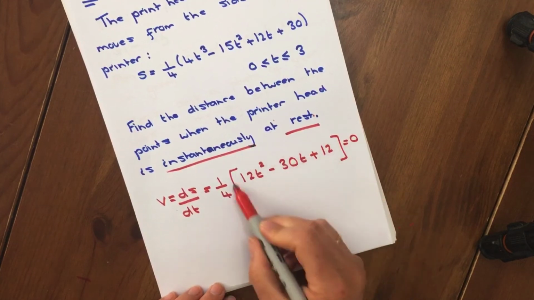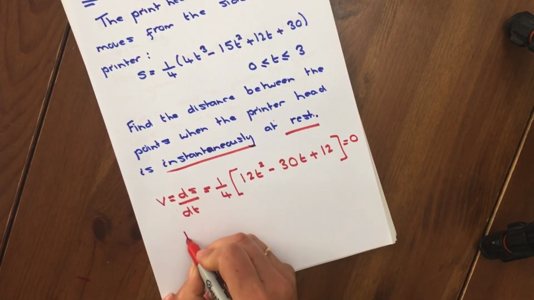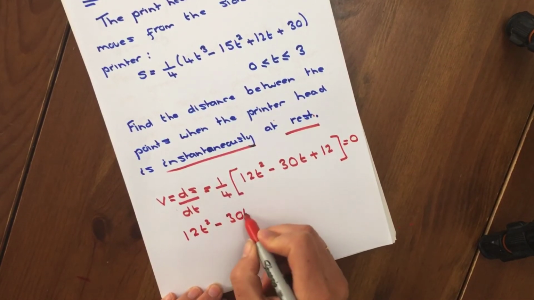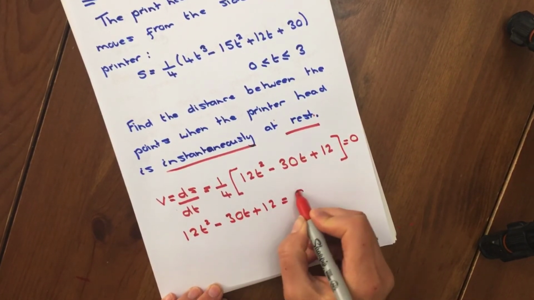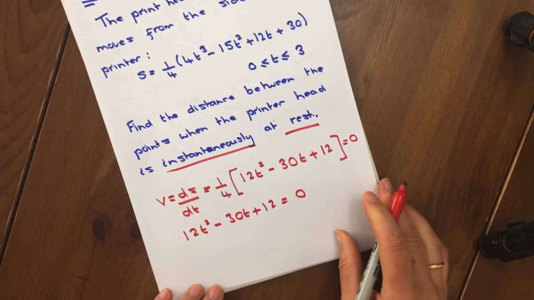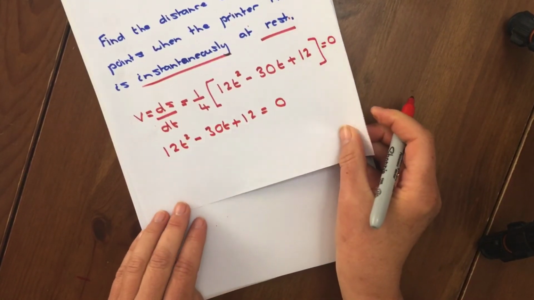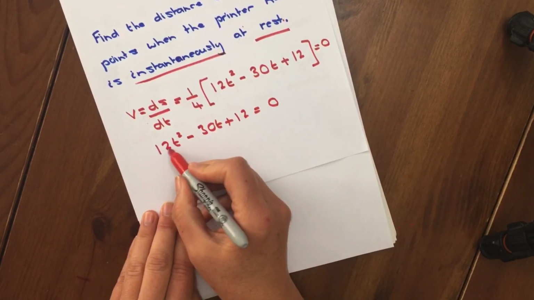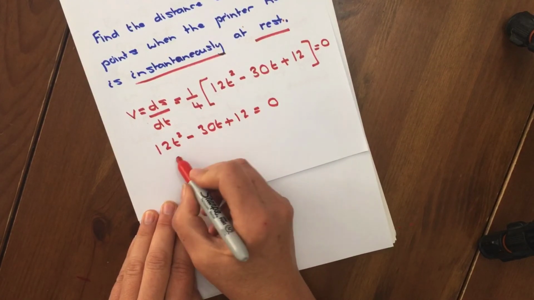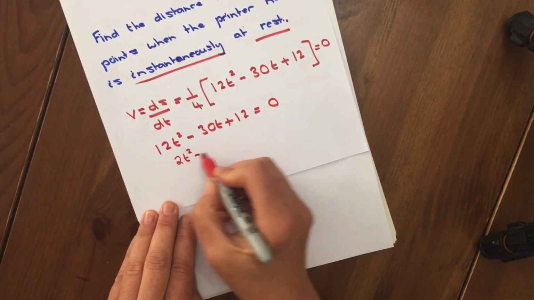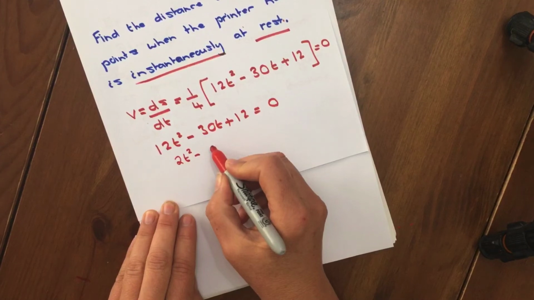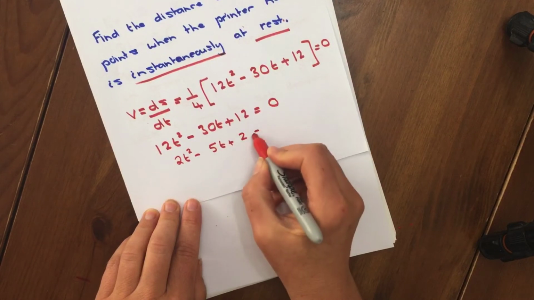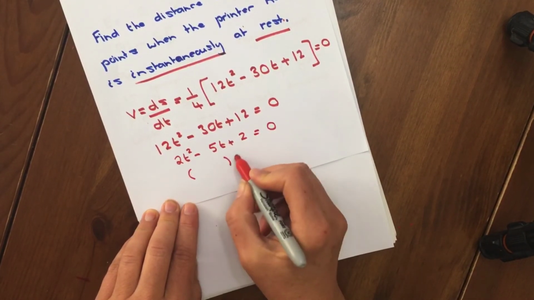Okay, I'm not going to times everything by a quarter in here. I'm just going to bring the 4 over to the other side. So the inside of the bracket will be equal to 0. And I want to factorise this quadratic to find my value for t. I notice that everything here is divisible by 6 to make it easier for myself. So I'm going to divide everything by 6 to get this equation. I hope it factorises.